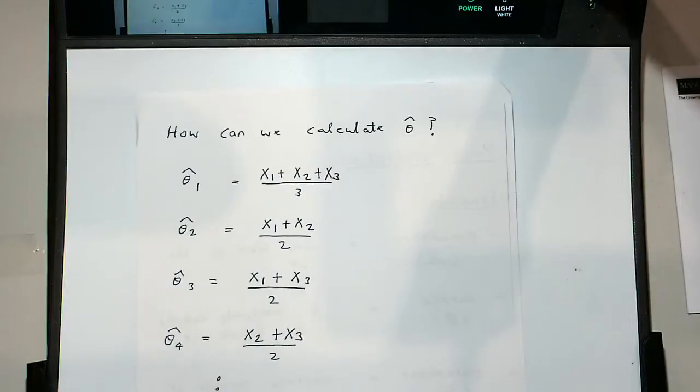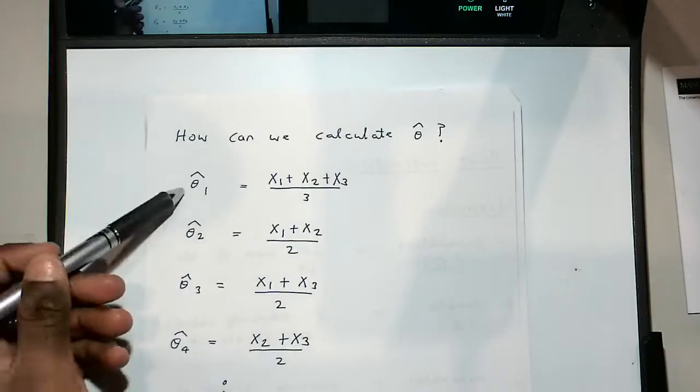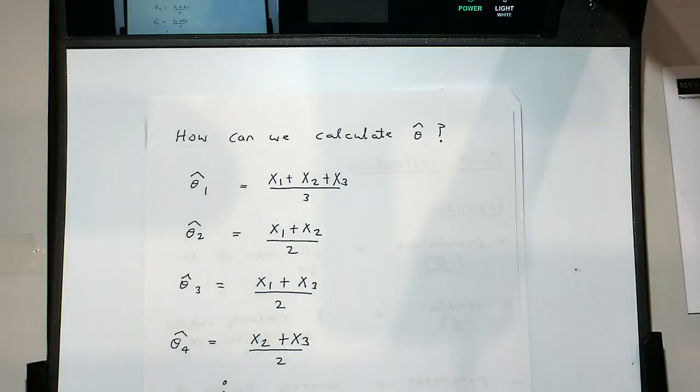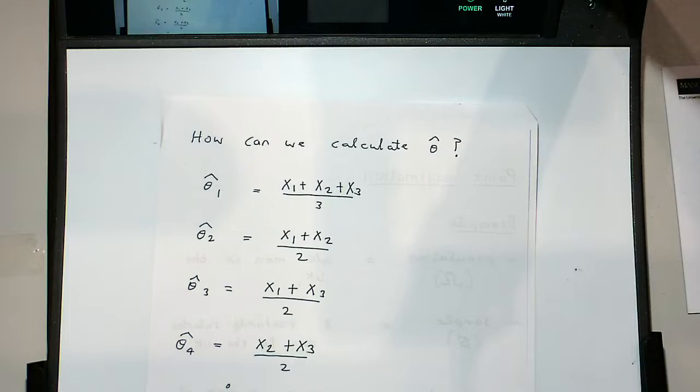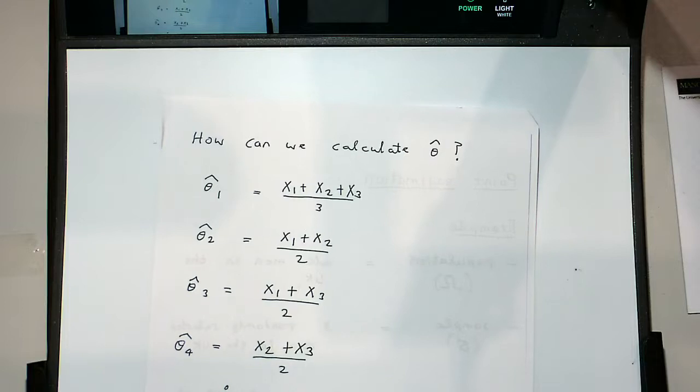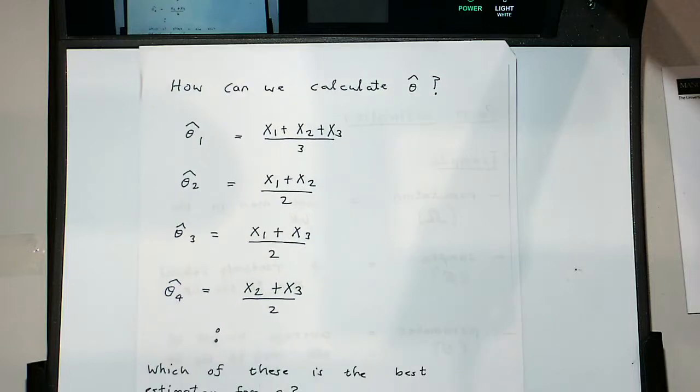So there are many different ways you can estimate theta. One way is to take the average of the 3 data points. Another way is to take the average of the first 2 data points. Another way is to take the average of the first and the third data points. And another way is to take the average of the second and the third data points. So there's no unique way of estimating theta. So the question is, which estimate is good and which is the best estimator. Which of these is the best estimator and why, right?